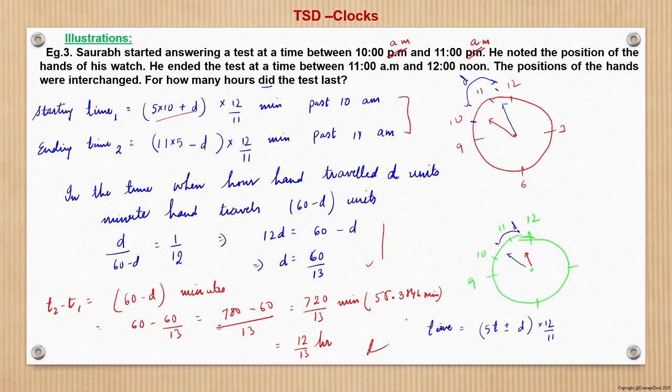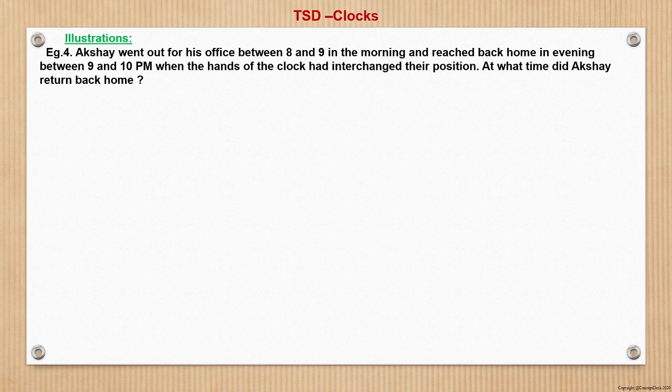So now we will move to question number 4, where it says that Akshay went out for his office between 8 and 9 in the morning and reached back home in the evening between 9 and 10 p.m. when the hands of the clock had interchanged their position. At what time did Akshay return back home? So a similar question, let us see.